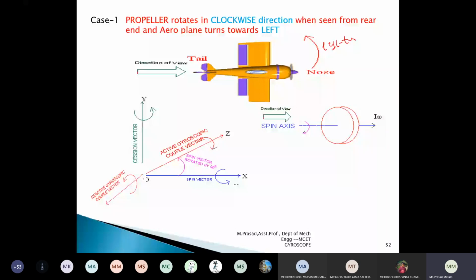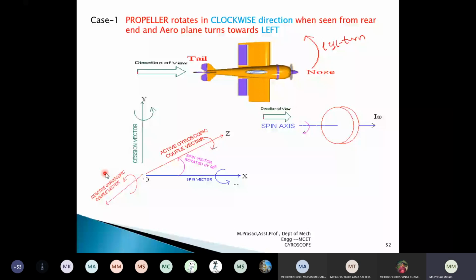So a clockwise rotor means the momentum will come in the forward direction. If you have a clockwise rotor, the momentum vector, I omega, is moving forward. This momentum vector is represented by the spin axis. Both are the same. My momentum vector is moving forward. That's why I'm drawing the spin vector moving forward. This is the back portion I'm seeing, and this is the direction of view.